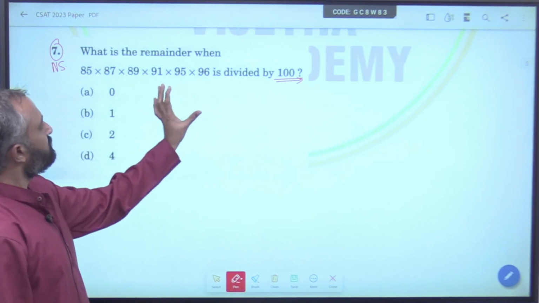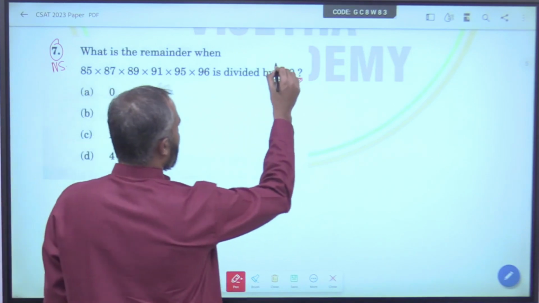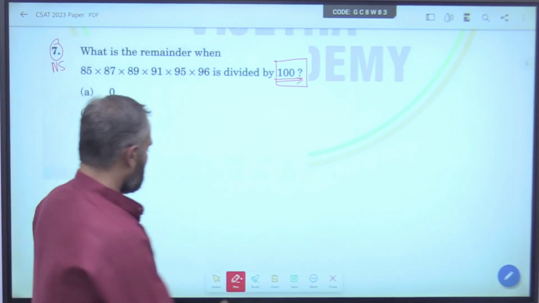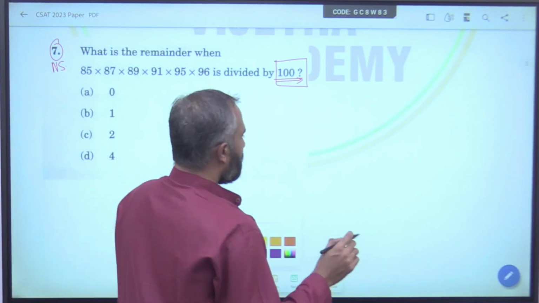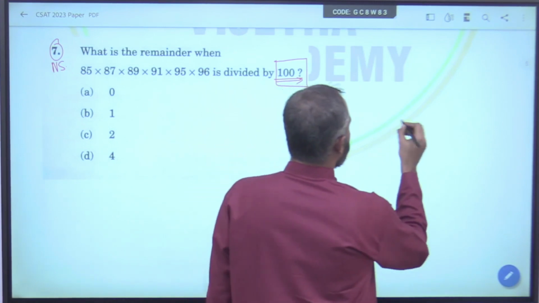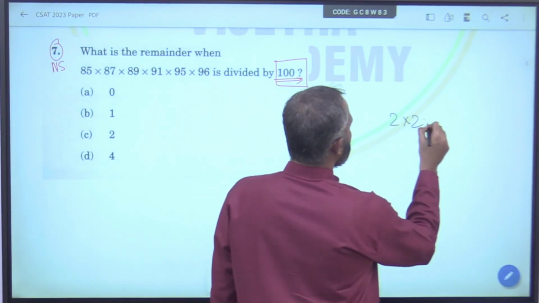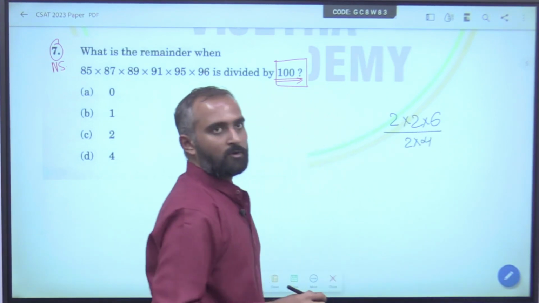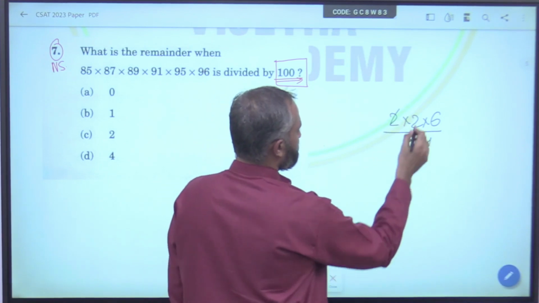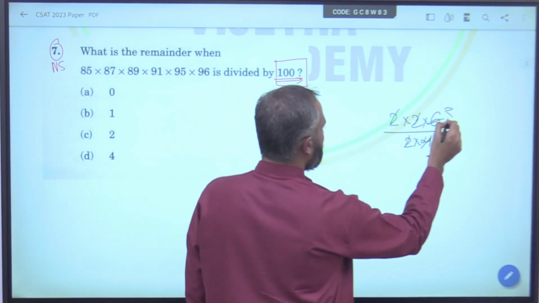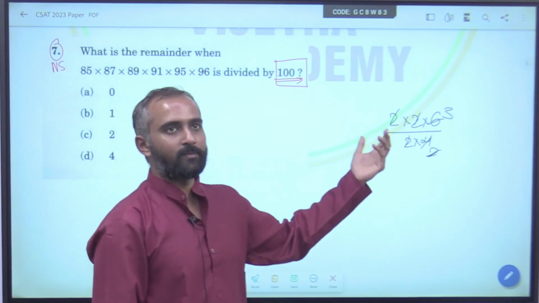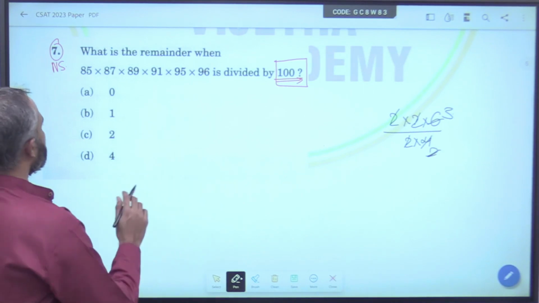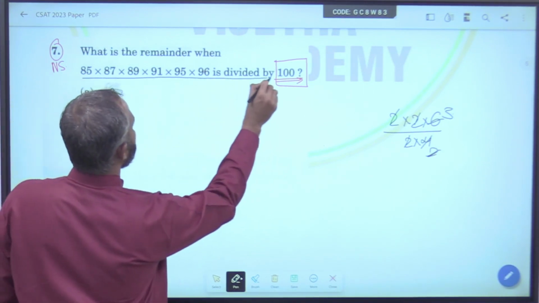When you see the question, see the attack point. Our attack point here is 100. Okay. And now, a common principle. How do you divide any number? Normally, suppose 2 into 6 is there, divided by 2 into 4. What do you do? You cancel out the common parts first and proceed forward. This is a principle we have been seeing from our first class. This question is nothing more than that. If you see, he asks what is this number divided by 100.